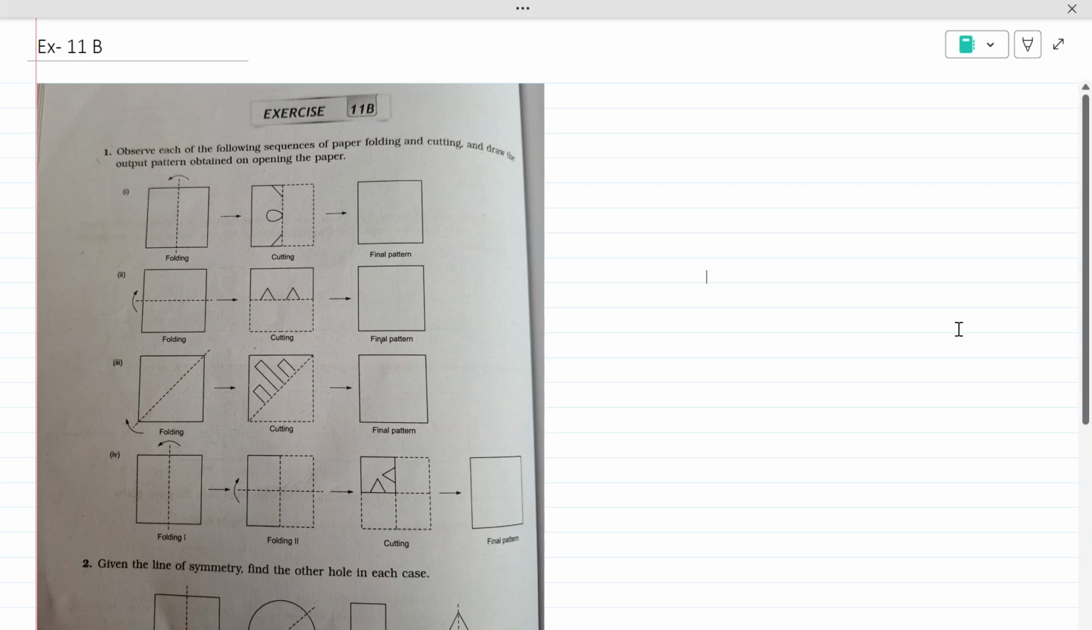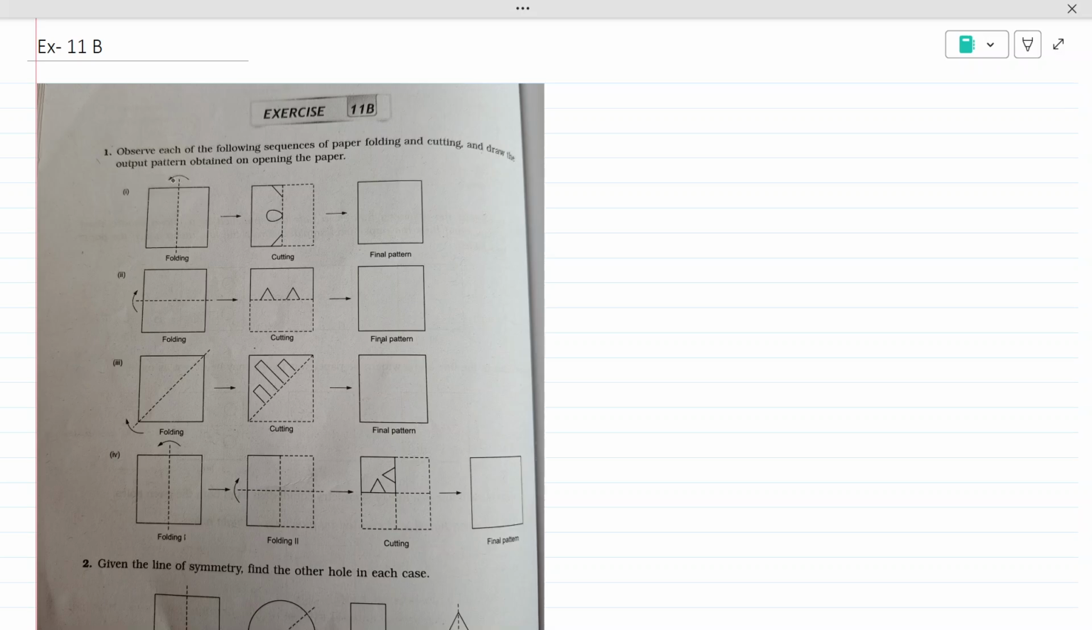Hello kids, in today's class we will start exercise 11b. So first question what we have here is observe each of the following sequences of paper folding and cutting and draw the output pattern obtained on opening the paper. So this is one square paper which we have folded vertically.